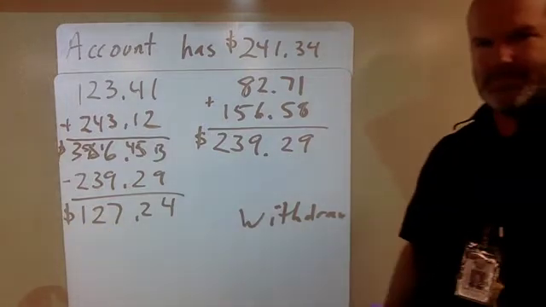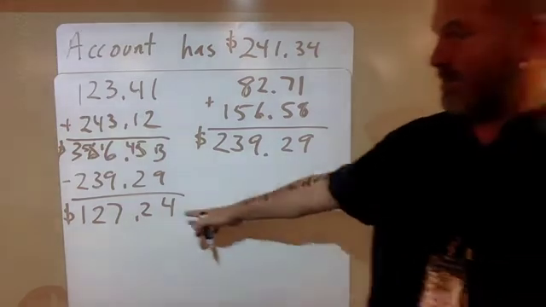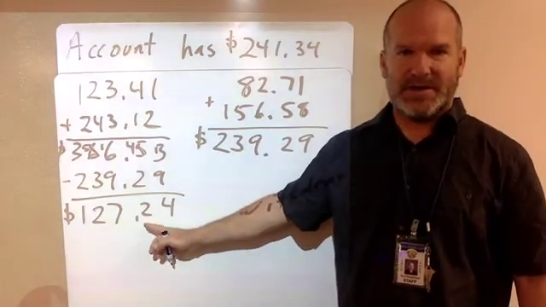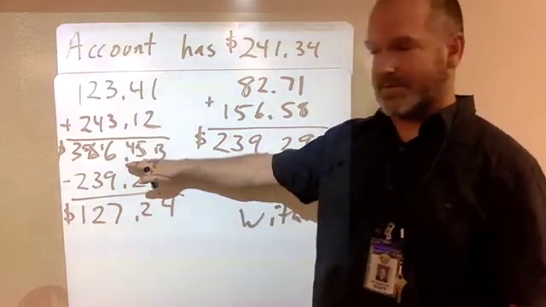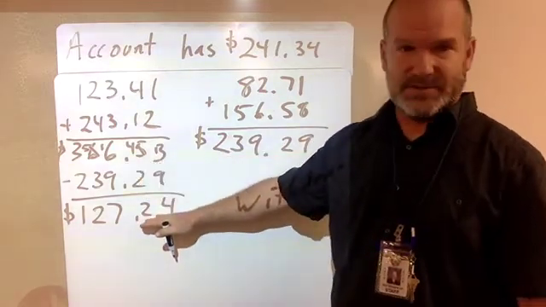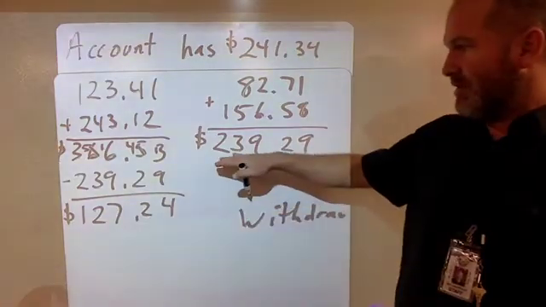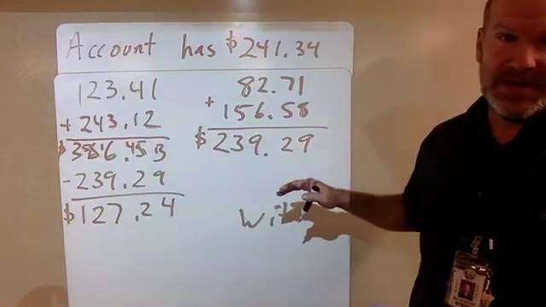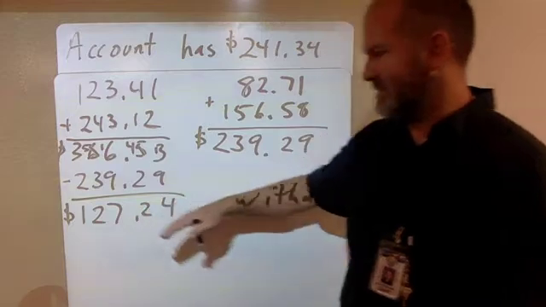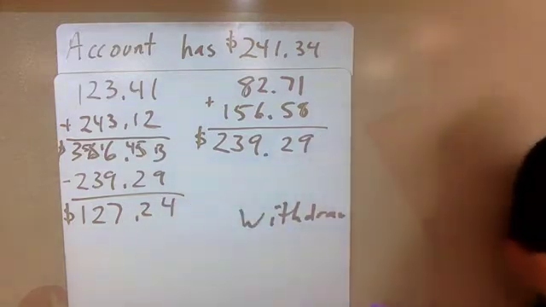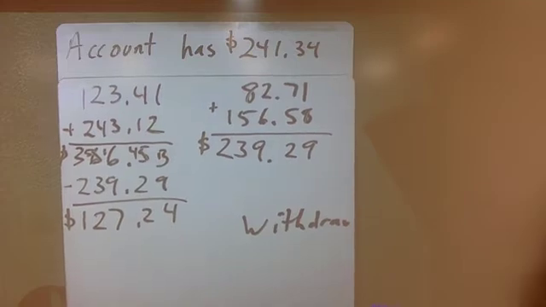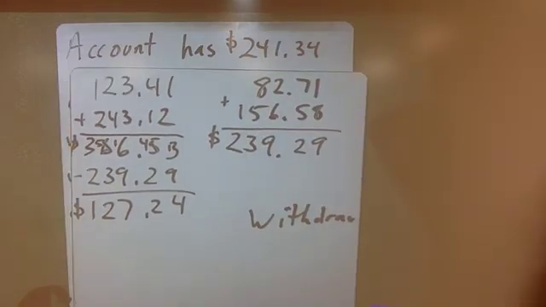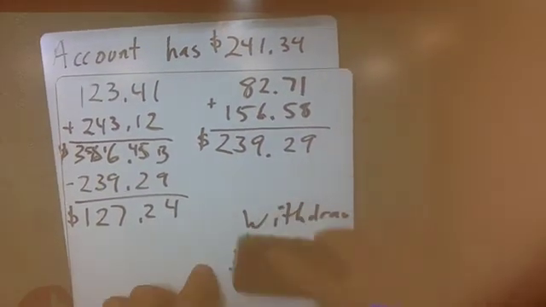127.24. My bank account is going to go up by that much money because I deposited that much more than what I withdrew. 366.53 is 127.24 more than the 239.29 that I took out. So that's how much more I deposited than I took out. So now all I have to do is add the 127.24 to my original 241.34. So I'll do that.